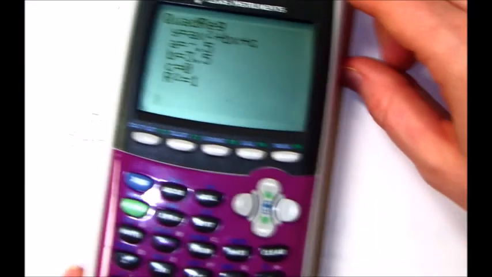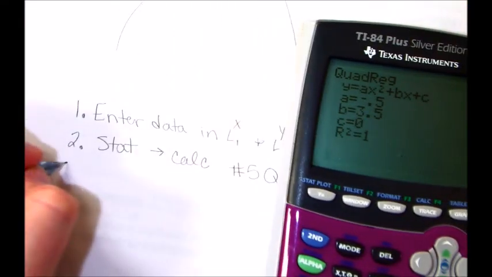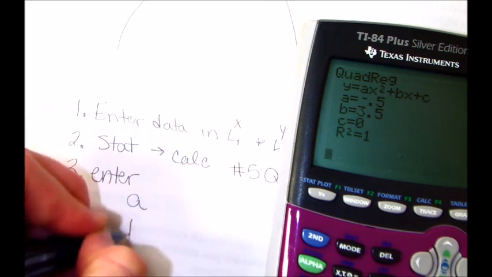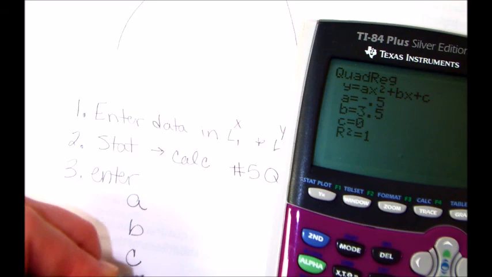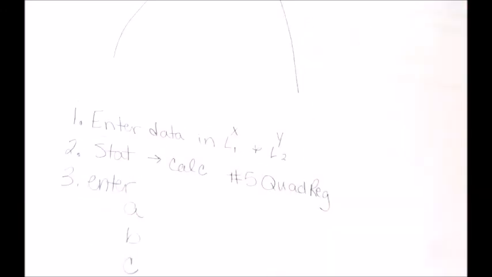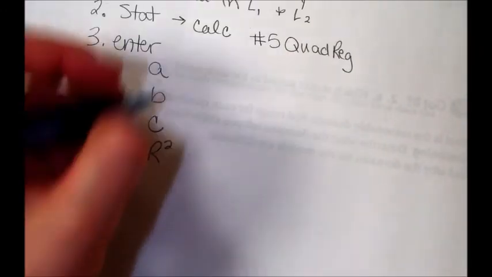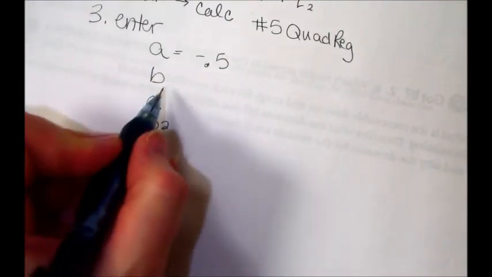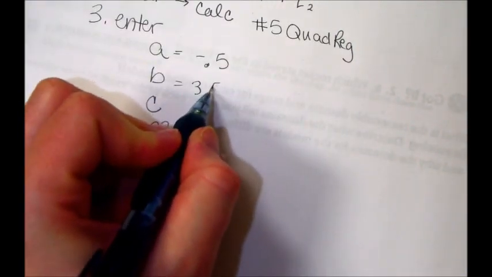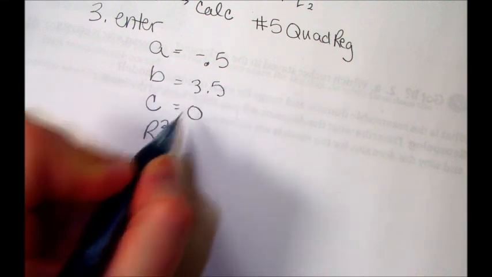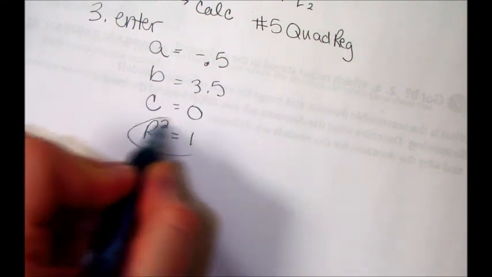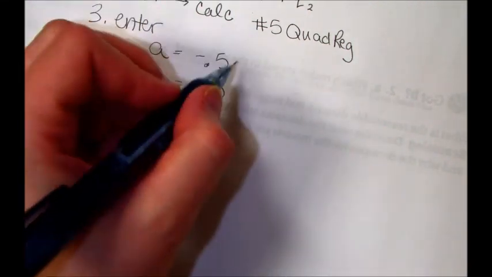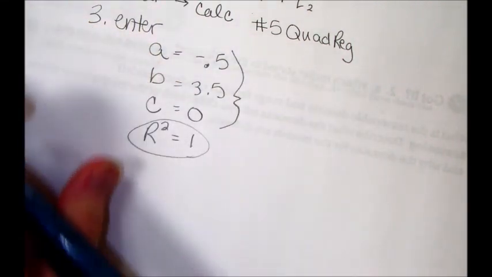You're going to hit enter until you see your variables. So enter until you see A, B, C, and hopefully R squared. If you don't have R squared, let me know. I'll help you get that on your calculator. In this problem, we get negative 0.5 for A, 3.5 for B, 0 for C, and R squared is 1. What this means is your 3 points make a perfect parabola, okay?